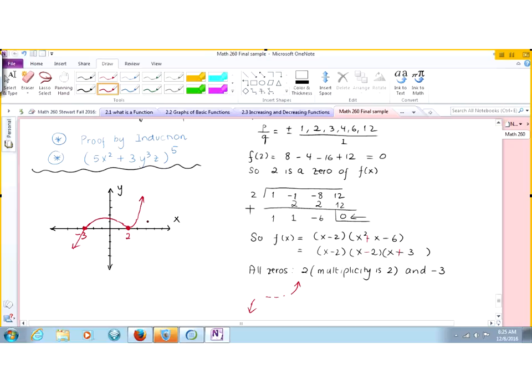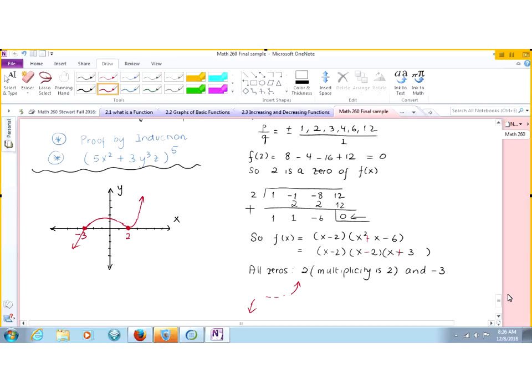It doesn't matter if you draw it a little bit higher or lower, but just make sure there's no sharp corner. When it touches, it is not a sharp corner. Okay? That's it. You're done with the graph. So it's pretty easy. It's using the zeros. Now, what else is in here?